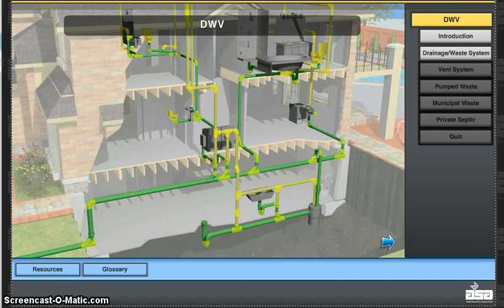At first glance, you might notice that the DWV system follows nearly the same route as the water supply system, and this is because each fixture that receives water must also have a path to remove that wastewater when the user is finished with it.